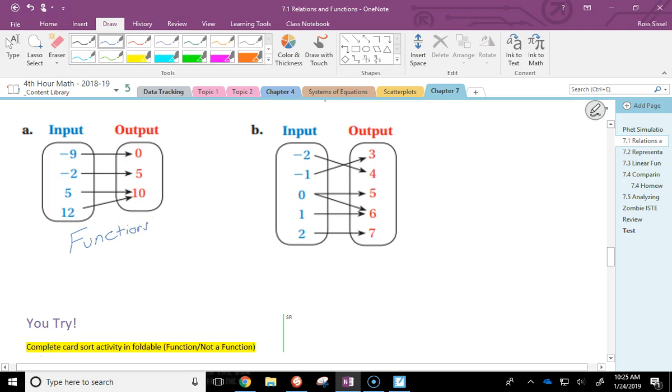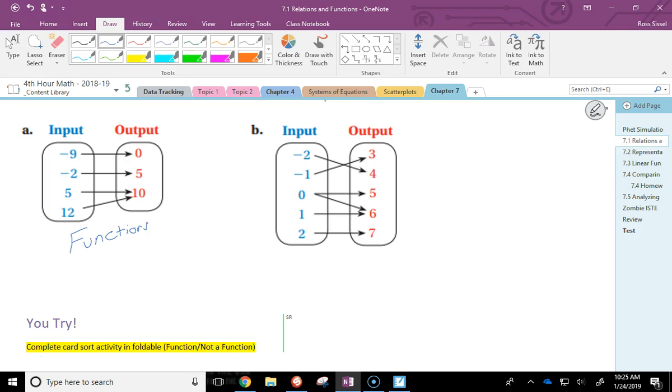Each input only goes to one other number. -9 only went to 0. -2 only to 5. 5 only to 10. 12 only to 10. The input only went to one output. If we look at B, is this a function or not a function?